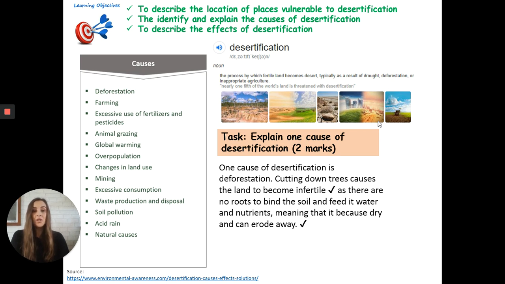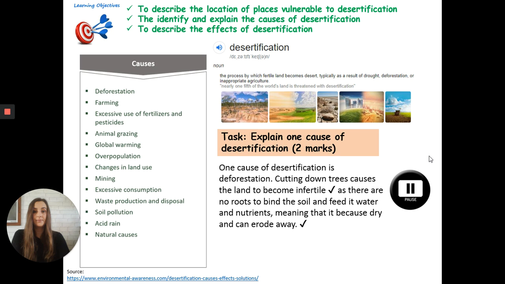So what I want you to do now is pause the video again, and have a go, pick one of those from the list, not deforestation, pick another one, or as many as you want, and have a go at explaining how that particular cause causes the land to become infertile and become desert-like.